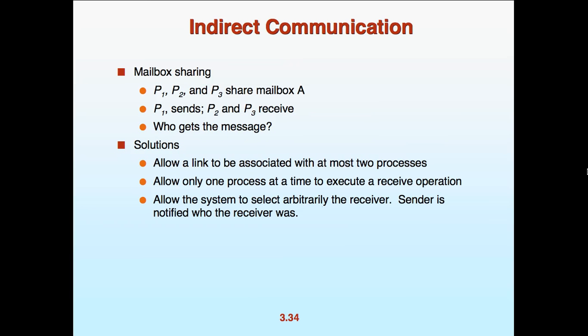In terms of mailbox sharing, P1 and P2 and P3 might share mailbox A. P1 sends, P2 and P3 receive from mailbox A. Who gets the message? Both of them. Everybody gets the message. In terms of a solution, you can allow the link to be associated with at most two processes, or allow only one process at a time to execute a receive operation, so only one of them gets it instead of both of them getting it. Or allow the system to select arbitrarily who the receiver is going to be and assign it to somebody in the box. Here, this one's for you. That one's for you. Or the sender is notified who has received it.